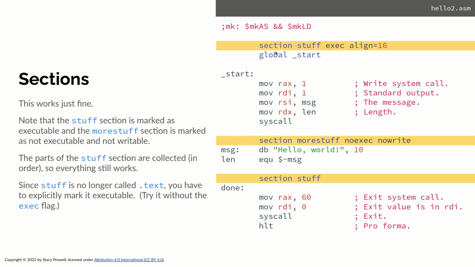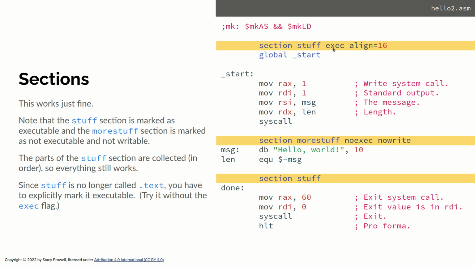So here you see I have a section called stuff. Now because it's not called .text anymore, NASM doesn't know what properties to assign it by default. And so I have to say, hey, it's going to be executable. And oh, by the way, please align it on a 16-byte boundary. So I specify this. I recommend you take this code, you remove this exec, and you try to assemble it and run it and see what happens. It's always worth doing the experiment.